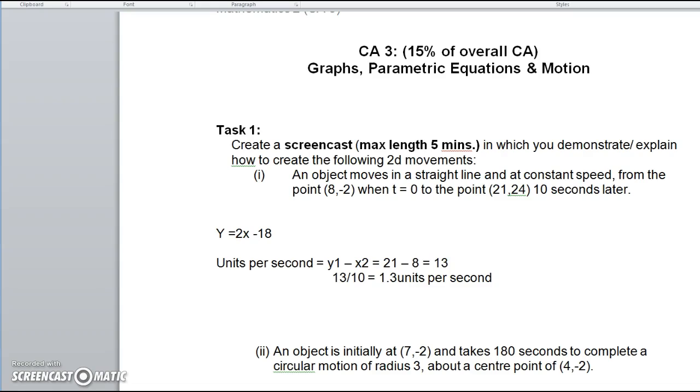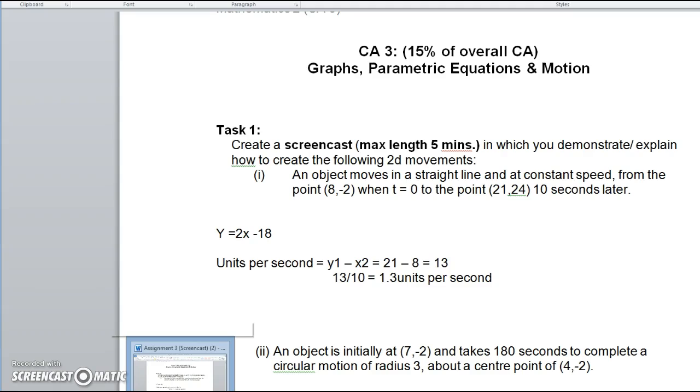Our first problem involves an object moving in a straight line at a constant speed from point (8, -2) when t is equal to 0 to the point (21, 24) 10 seconds later. So I've already got the equation of the line, and in this case it's y equals 2x minus 18, and the units travelled is approximately 1.3 units per second.